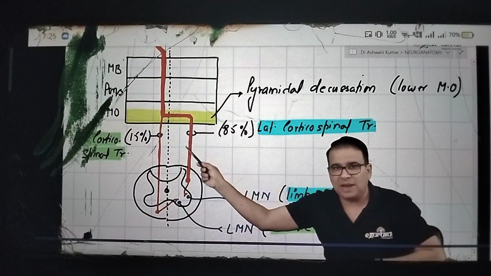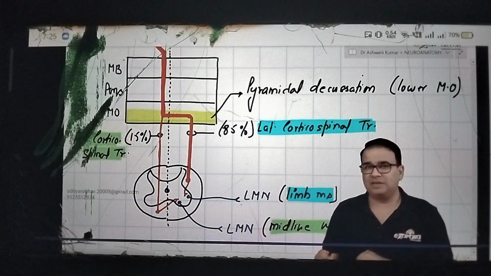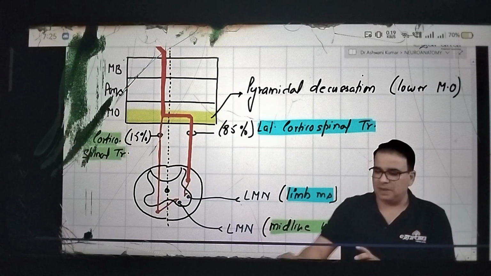But if the injury is only to the lateral corticospinal tract, then because the anterior corticospinal tract is still working, the axial muscles of the other side will be spared. But the limb muscles will still be gone, and the main feature will be seen in the limb muscles itself. So this is about the pyramidal tract, the main descending tract.